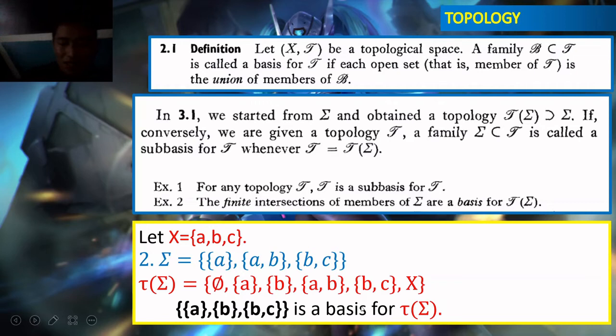So, take A and B: if you take the union of A and B, that is AB. And then BC. If you take the union of A and BC, you get X. Right? So, it is a basis for tau sigma. Okay. Now, next.